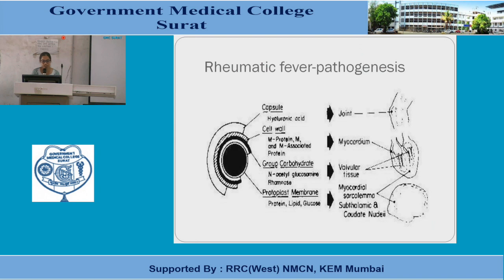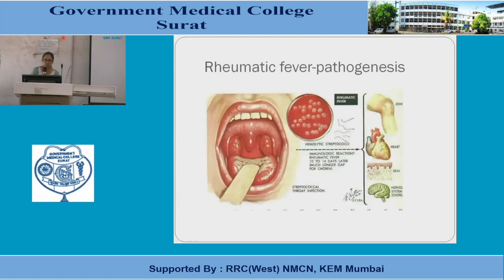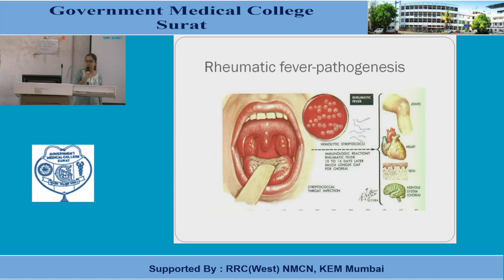Similarly, due to the antigenic similarity between the N-acetyl glucosamine remnants, the antibody produced against this component now cross-reacts with the valve of the heart and gives rise to valvulitis. And similarly, the antibody produced against the protoplasmic membrane will attack the cardiac as well as smooth muscle and the neurons of the caudate nuclei and give rise to chorea. So these are the major manifestations of rheumatic fever.